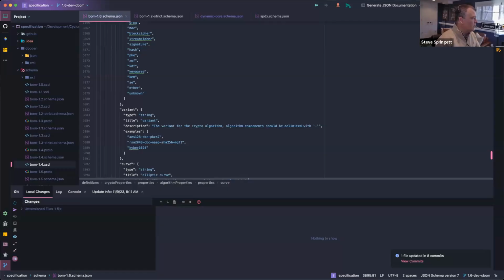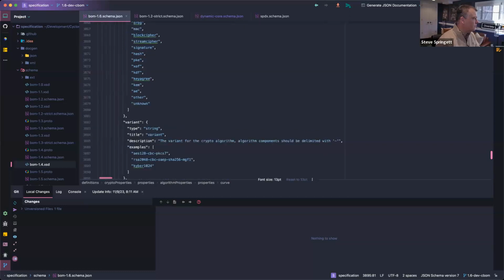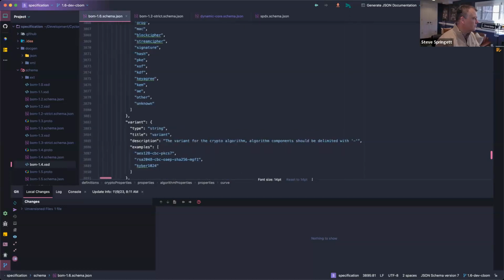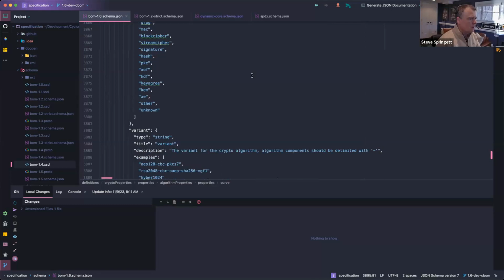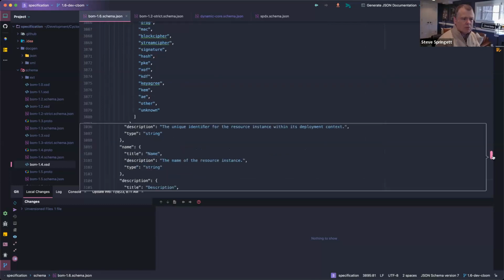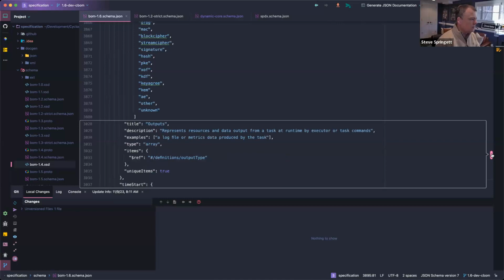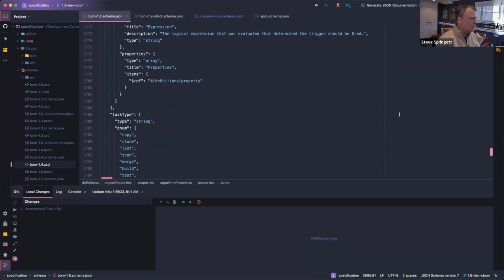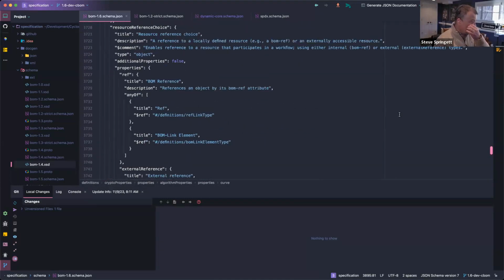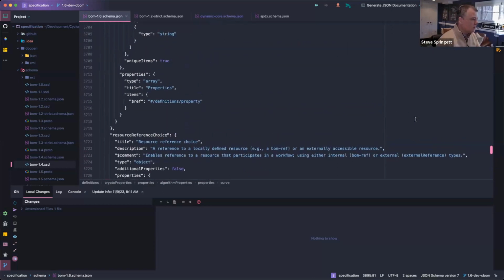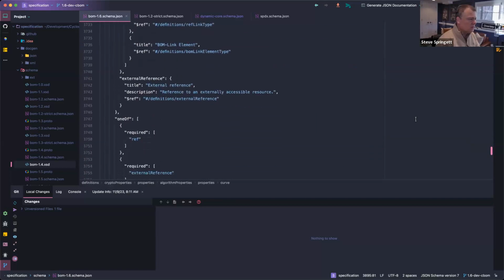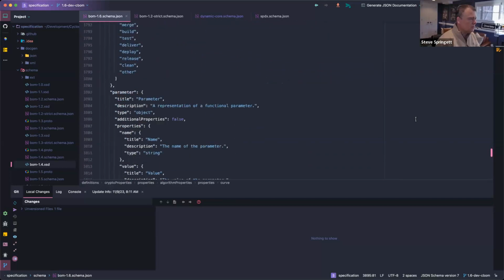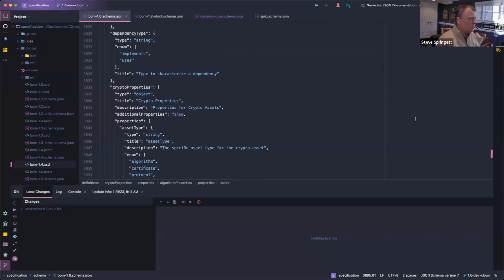And I'll probably have to make this a little bit bigger. So let's see. Okay. Can you see that okay, Nicholas? Yeah, okay. Let's see, where is the CBOM? Where's the formulation stuff? Okay. Crypto properties.